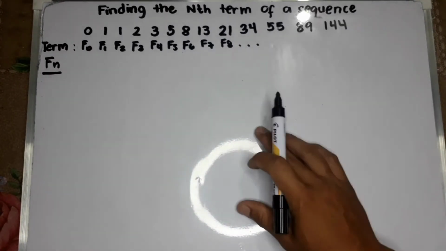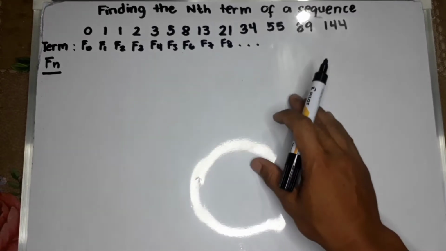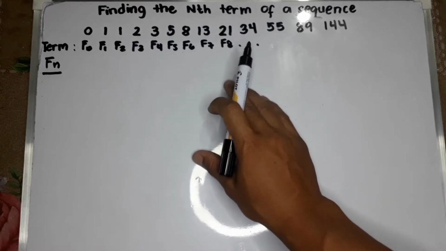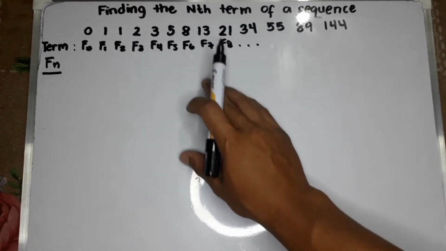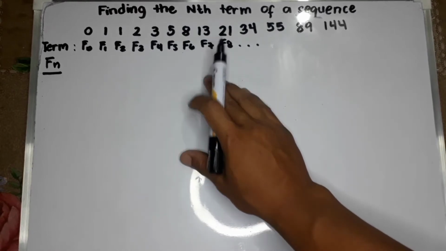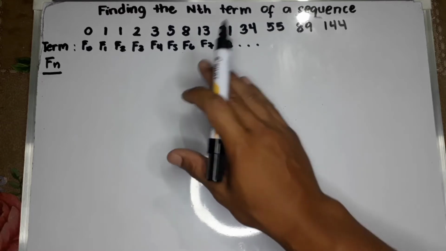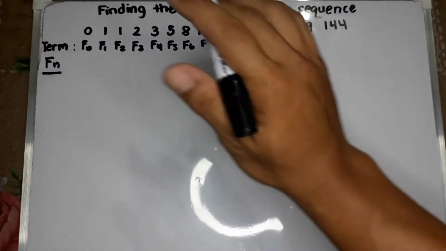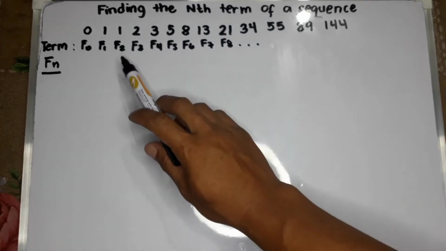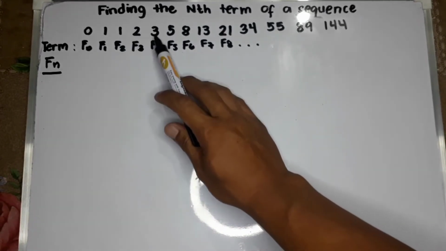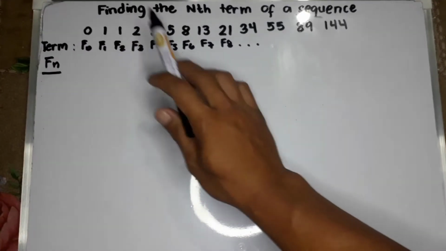And as you can see, there is a particular pattern on how to get each number. The pattern is to add the preceding two terms. So we are going to add the two preceding terms in order to get the number in each term. So for example, we have here 3. We get 3 by adding 2 and 1. So we have 2 plus 1 equals 3.